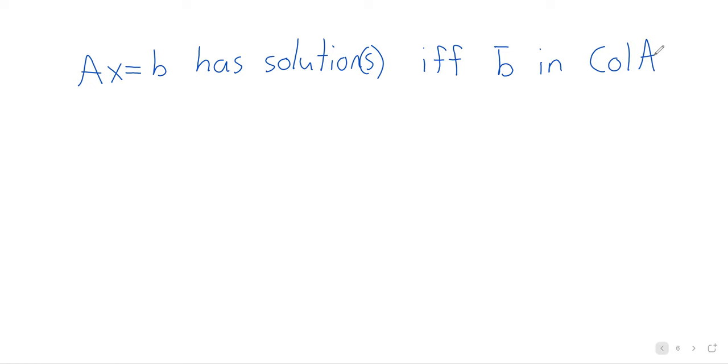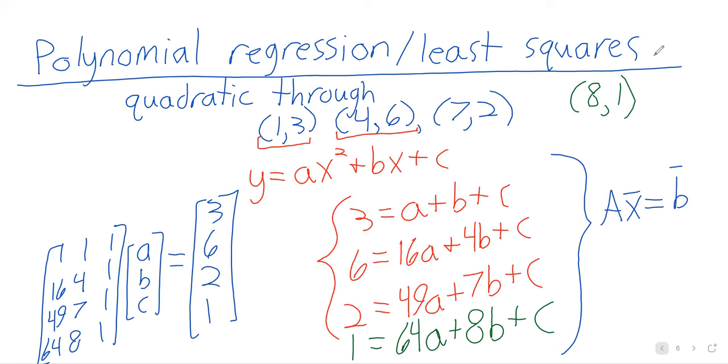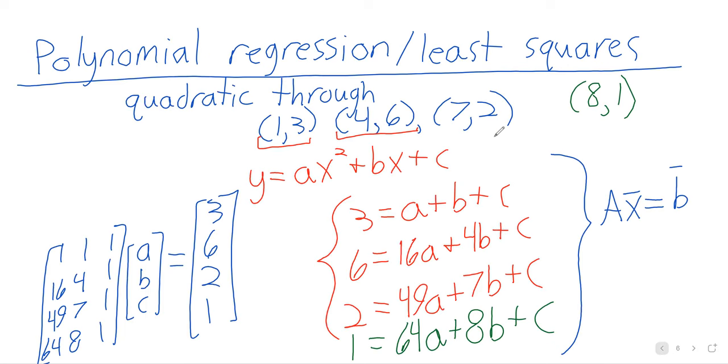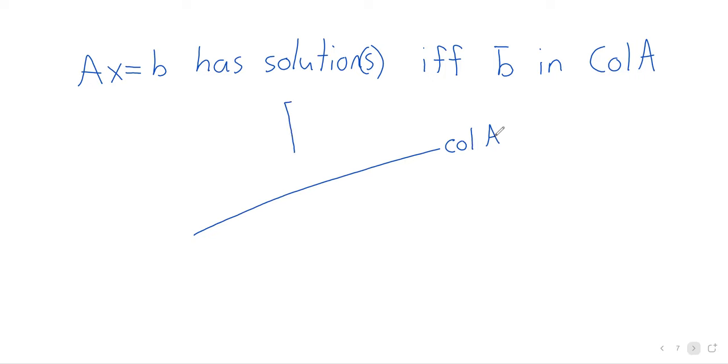So the reason that this system is inconsistent is that we've got the column space of A, which is not really a plane. It's a thing in four-dimensional space. Bear with me. But we've got the column space of A. And then we've got this vector 3, 6, 2, 1. And this vector isn't in the column space of the matrix.